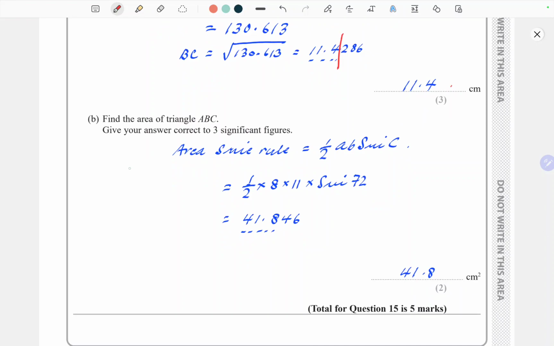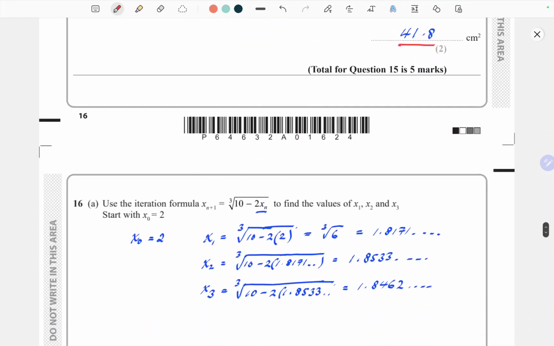Now this time, again, using the area rule, if you know two sides and you know the angle in between, you can use the area sine rule, which is that, again, to remind you, and that's going to be half times 8 times 11 times sine 72, all right? This time it's sine, not cos. Be careful about that. And again, 3 SF, so there's your answer, 41.8, all right?